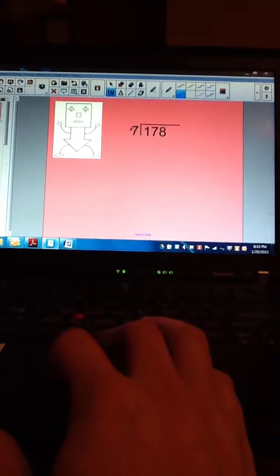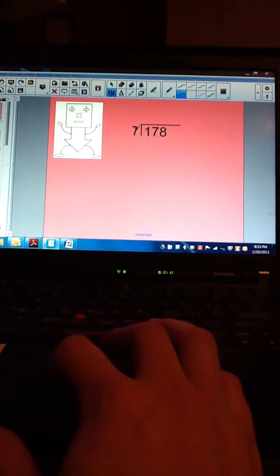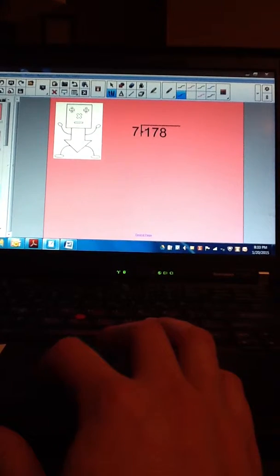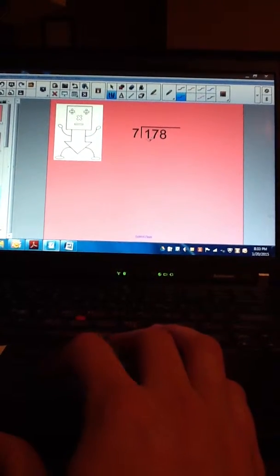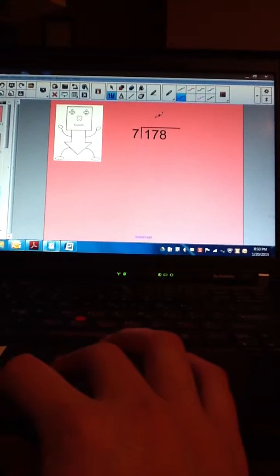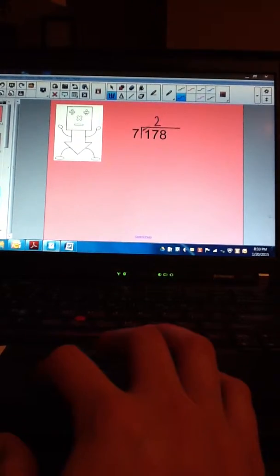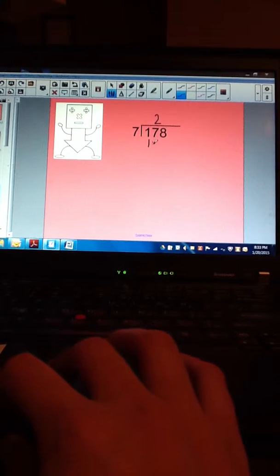Let's say, because right here, 7 cannot fit into 1. We know that because 7 is bigger than 1. Well, now we have to think, how many times does 7 fit into 17? So we take the first 2 numbers. 7 can fit into 17 2 times. And notice I wrote it above the 7. And 7 times 2 is 14.